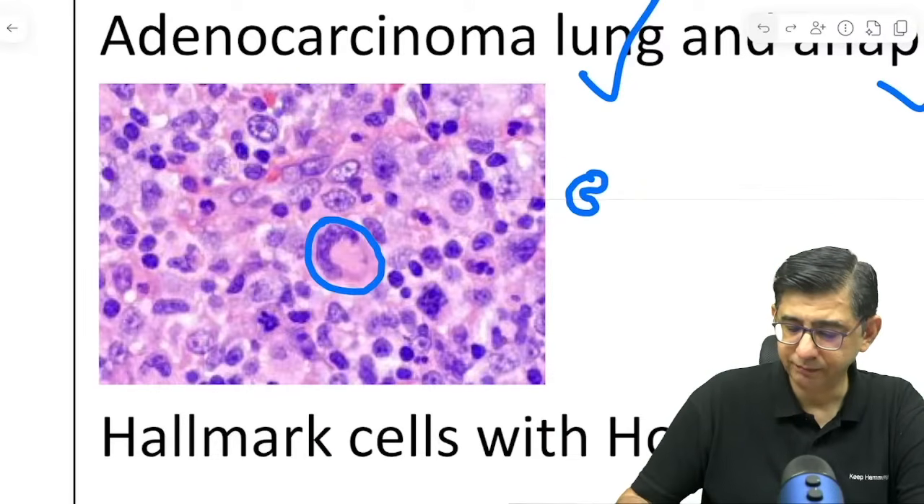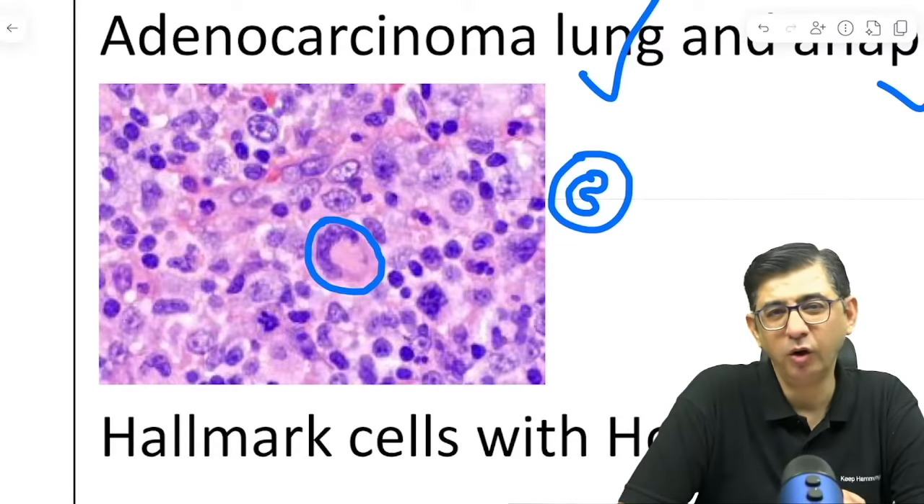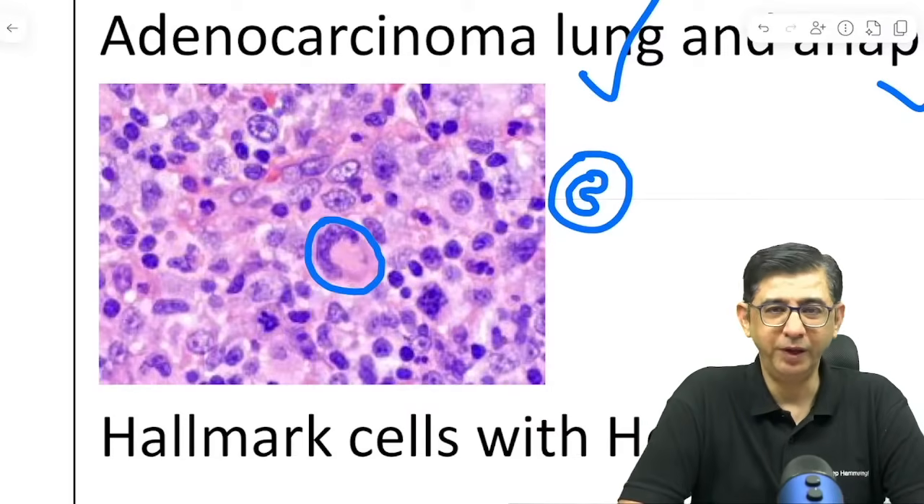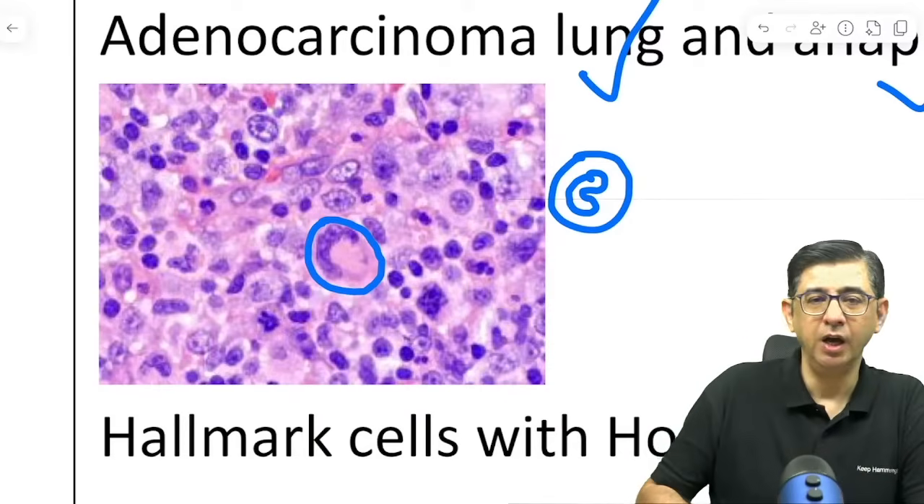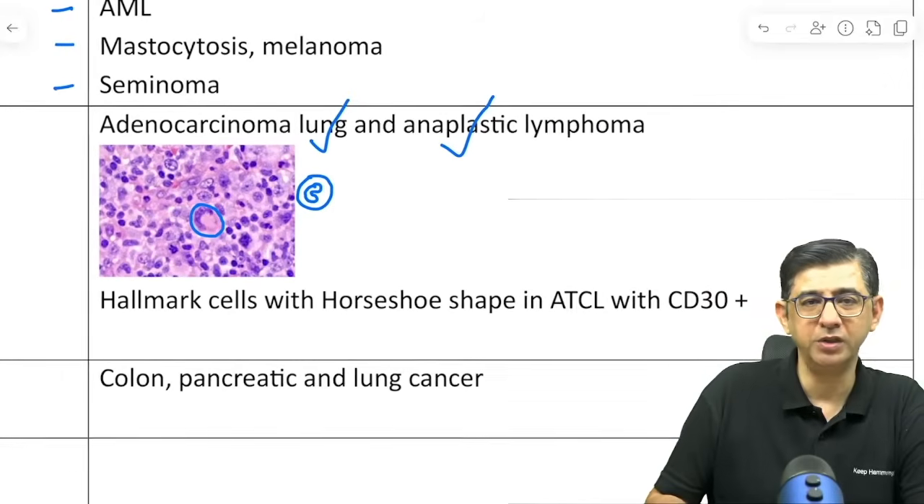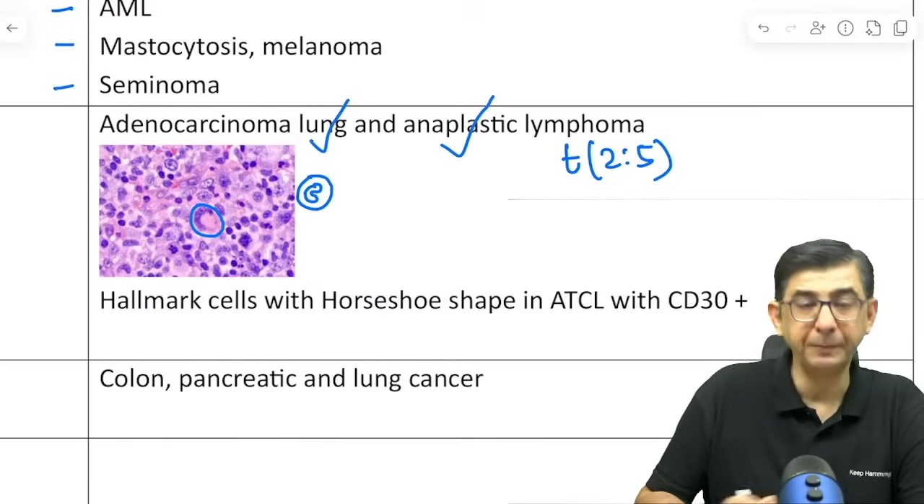But the one that I've shown at the moment, that U-shaped or horseshoe-shaped appearance, not that, I mean, obviously we are not discussing Langerhans at the moment, that will also come up in the subsequent part of the discussion. But hallmark cells with a horseshoe appearance are seen with anaplastic T-cell lymphoma, CD30 positivity. The chromosomal swap for this was T2:5.